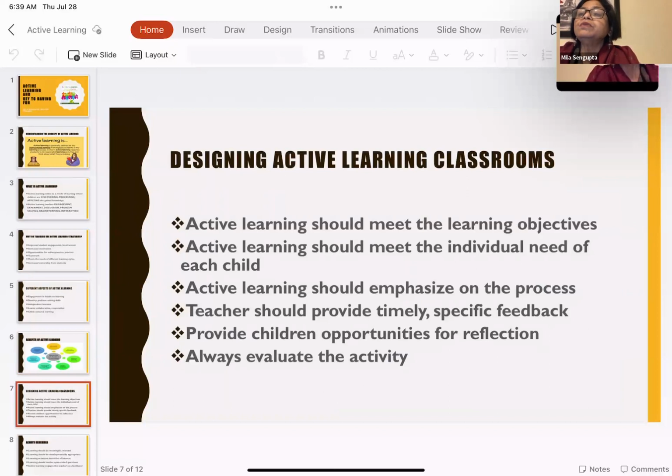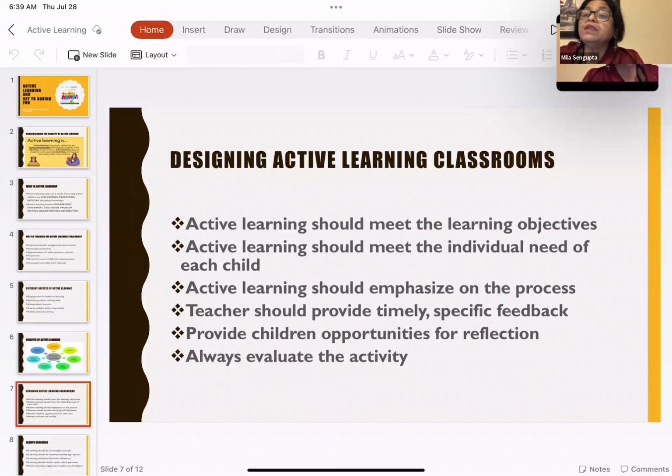Active learning should meet the... or how do you design a classroom where you intend that the children should be engaged in active learning? Keeping in mind all the time what your learning objectives are, which means what you want the children to learn from this particular experience or experiment or active engagement that they're going to be doing for any given activity. So the learning objectives have to be very clearly defined before you plan an activity.